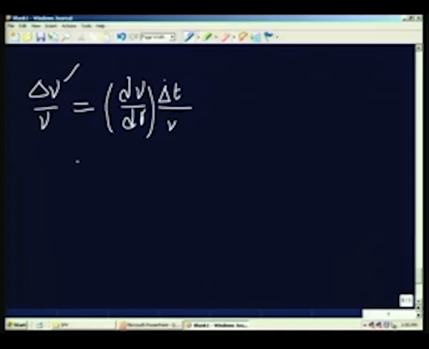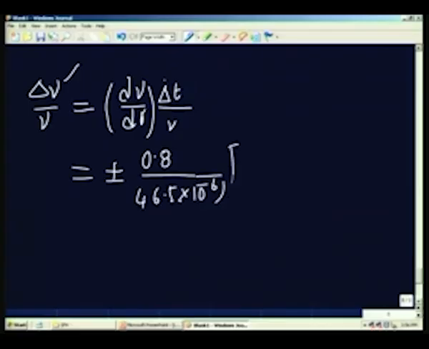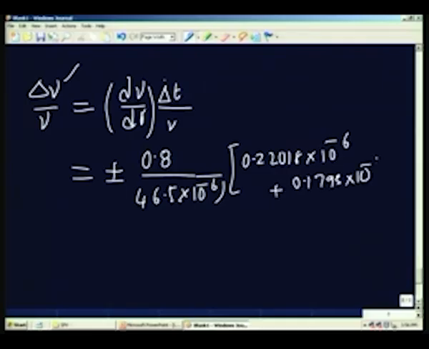So, it just requires the value of the derivative to be determined, and it is given by plus or minus, because delta t is plus or minus 0.8, divided by nu determined earlier, 46.5 into 10 to the power of minus 6, into 0.22018 into 10 to the power of minus 6 plus 0.1793 into 10 to the power of minus 3 divided by 215 squared. This gives you a value of, if you multiply by 100 to give percentages, plus or minus 0.47%.